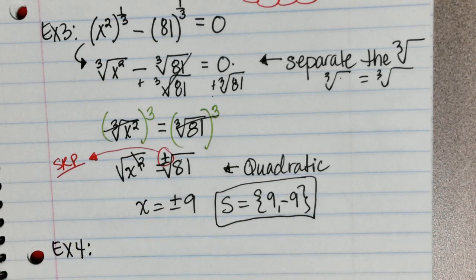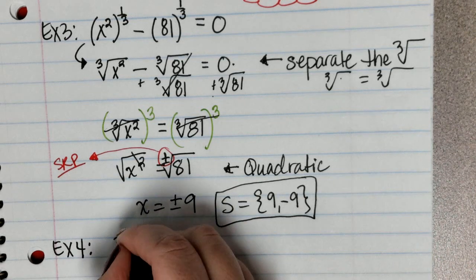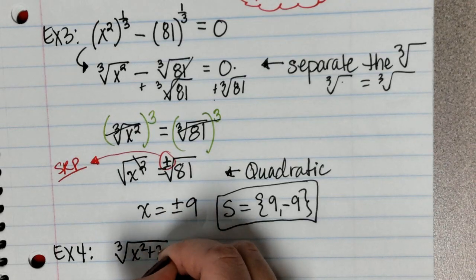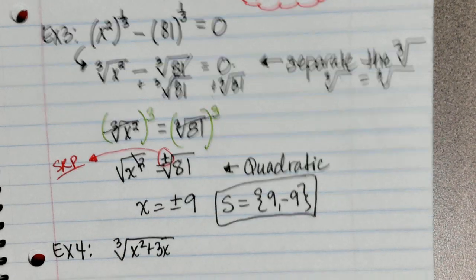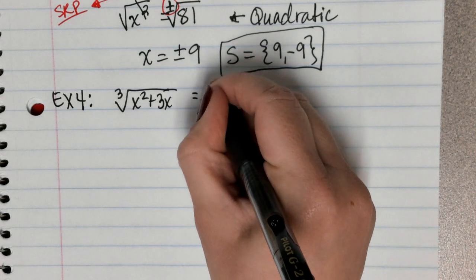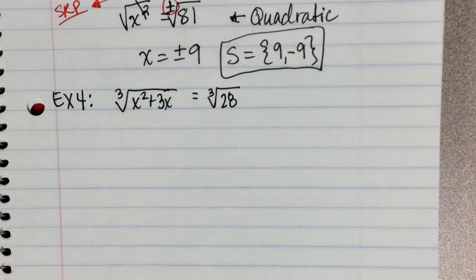All right, last one I'm going to do with you. Cube root of x squared plus 3x equals cube root of 28.